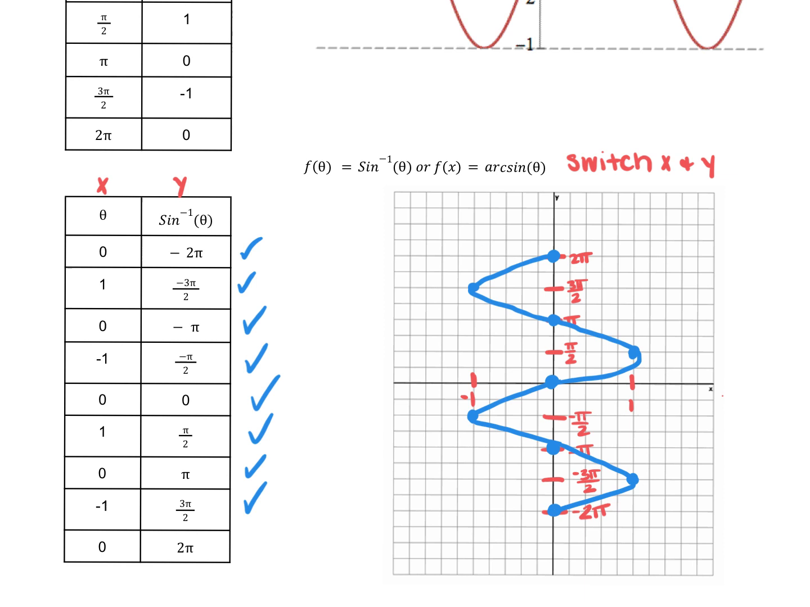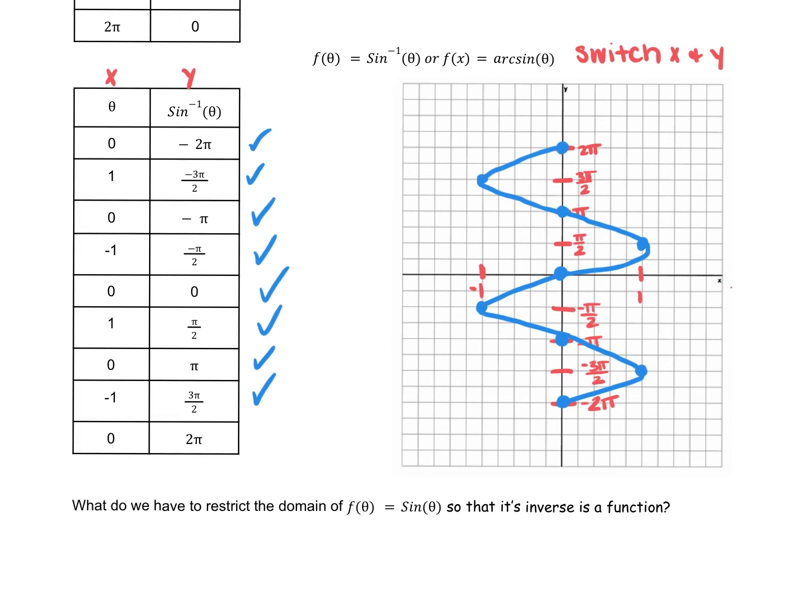So if you take a look at your inverse sine function, you'll notice that it's not a function because it actually fails the vertical line test. Any vertical line that you draw could hit in more than one spot. Like this vertical line here hits 1, 2, 3, 4 times, and so does this, right? So it wouldn't pass. So sometimes you will see a question and it'll ask you this: what do we have to restrict the domain of sine of theta so that its inverse is also a function? And the answer to that is really we have to look at sine.